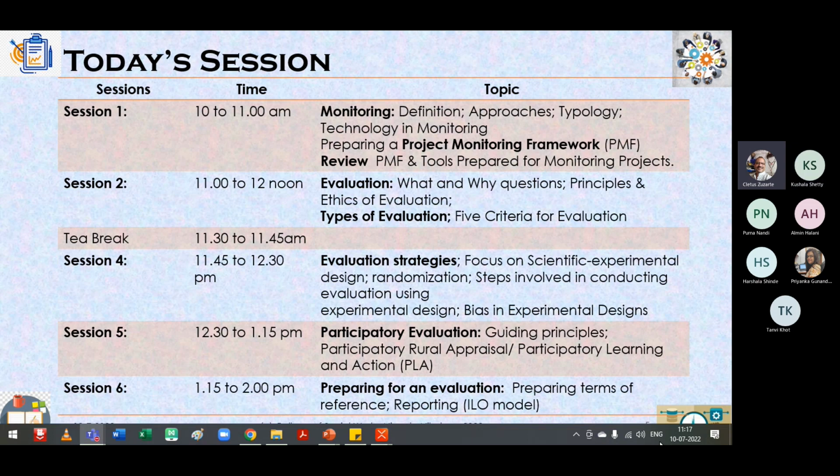Okay, so in terms of the types of evaluation. In terms of strategies, how do we work out evaluation, in terms of the steps in conducting an evaluation? So what are those steps of conducting an evaluation? How do we actually go about preparing a design, an evaluation using a design? So are there any biases in those designs?